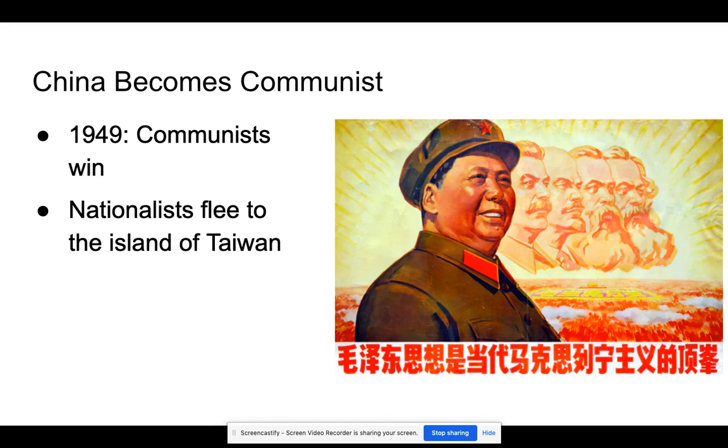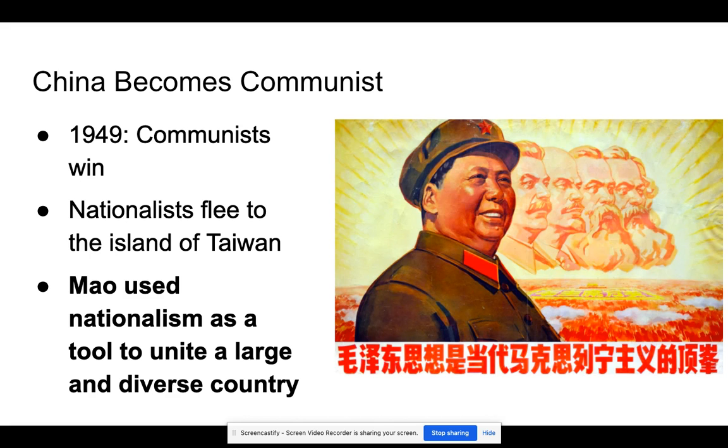Because there was a civil war before China became communist, the nationalists who were fighting against them ended up fleeing to the island of Taiwan because now their lives were at risk. They also really strongly disagreed with what was going to happen in China moving forward.